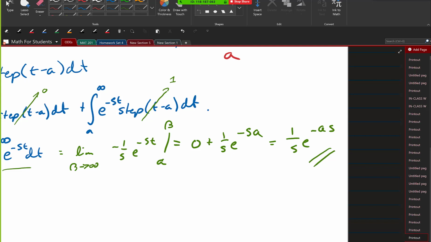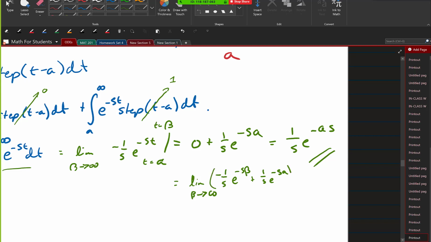So when we say a to beta, is t what's going to beta? Yes, because this is t equals a to t equals beta. Okay. And so the step we didn't write was you'd have the limit as beta goes to infinity of minus 1 over s e to the minus s beta plus 1 over s e to the minus sa. And then this goes to 0. And so this would be the step that I kind of skipped in there.